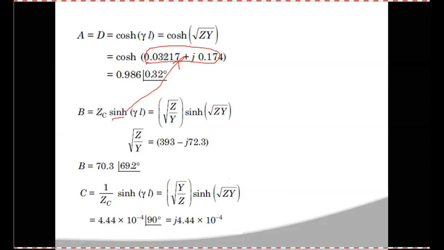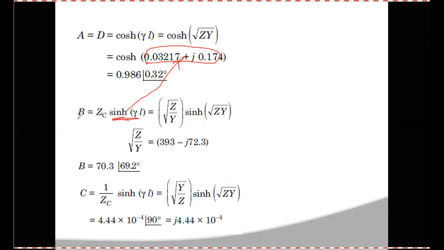It will be like sinh of a plus b. Again, you use sinh of a plus b is equal to sinh a cosh b plus cosh a sinh b. Again, there also you will get cosh of one complex number and sinh of a complex number, so you use the same methods. Sinh of j theta can be written as j sin theta. Cosh of j theta can be written as cos theta. By using those two formulas, you can determine cosh and sinh gamma l also.